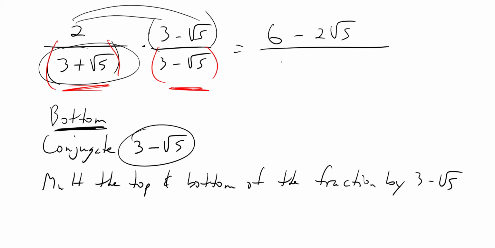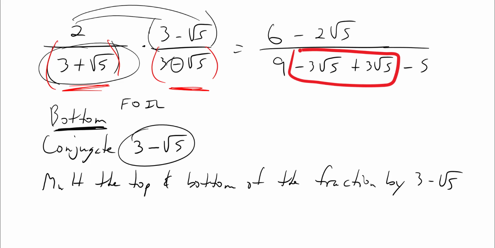Let's look at the bottom. 3 times 3 is 9. So I'm doing FOIL. 3 times negative root 5 is negative 3 root 5. 3 times positive root 5 is plus 3 root 5. And last is root 5 times root 5 is just 5. You don't need to say 25, so it's 5, but it's minus because you got a negative here. So minus 5.